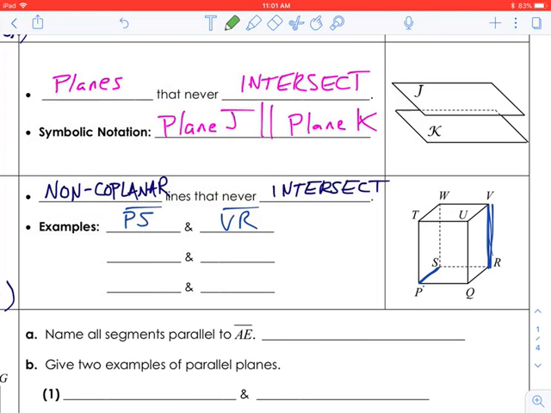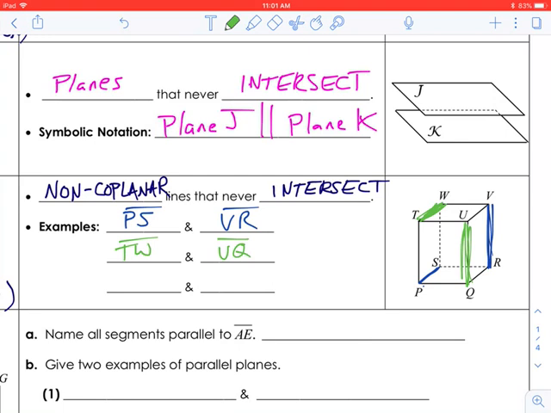Okay? So let's look at another one. Let's take TW, for example. It's going kind of front to the back, and then another one that would look skew to that would be like UQ. So TW is going front to back on top, and then UQ is going up and down in the front. So they're not on the same plane, and they're going somewhere else. They're never going to intersect.